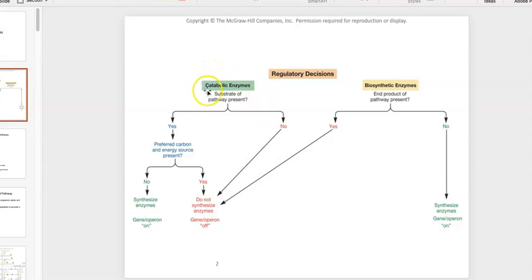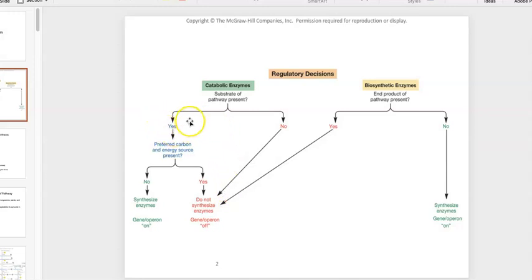The catabolic enzymes have a little bit more sophisticated decision making to go into with them. The first question then is the substrate of the pathway present? And if the answer is no, then obviously the microbe will not synthesize the enzymes necessary to eat that particular substrate. Obviously, if the substrate's not there, there's nothing to eat. There's no need to produce enzymes to break it down.